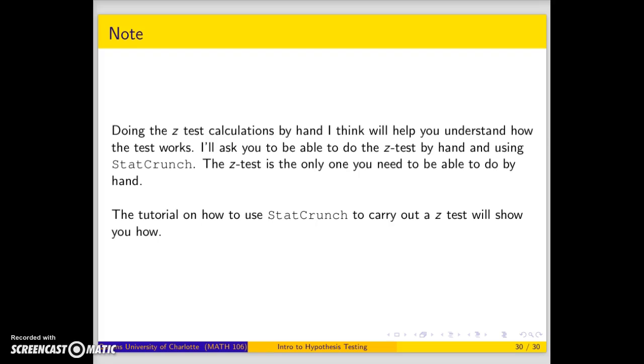Doing the z-test calculation by hand will help you understand how it works. So I want you to be able to do it by hand and as well using StatCrunch. This is the only hypothesis test that you'll have to do by hand. There are example videos I made to show you how to do both, so please watch them as well. If you have any questions, let me know.